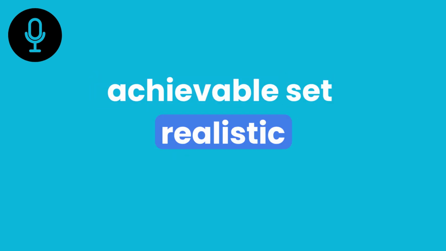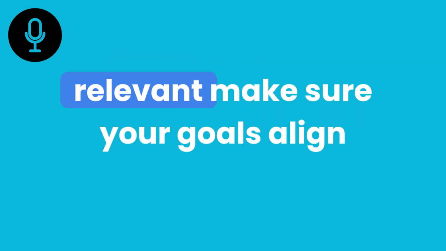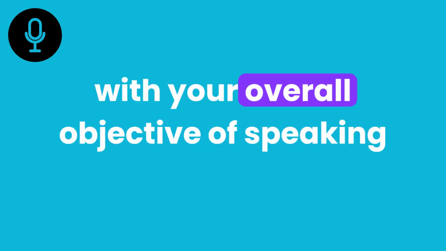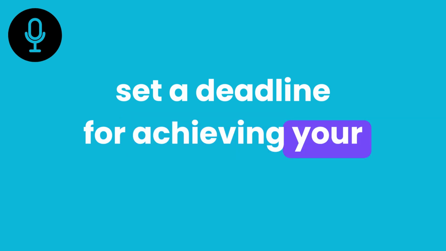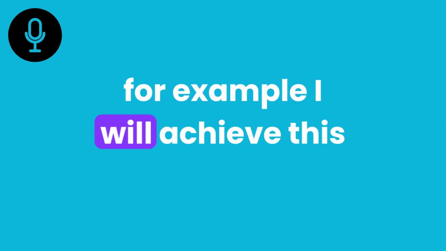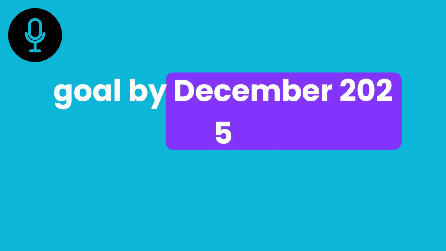Achievable: set realistic goals that you can accomplish within your timeframe. Relevant: make sure your goals align with your overall objective of speaking English fluently. Time-bound: set a deadline for achieving your goals. For example, I will achieve this goal by December 2025.